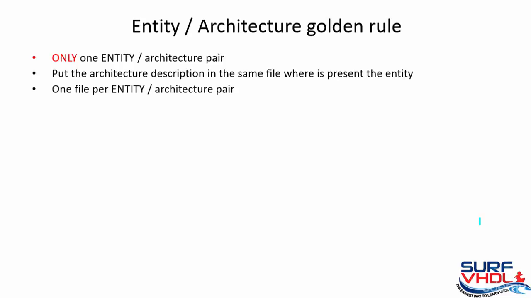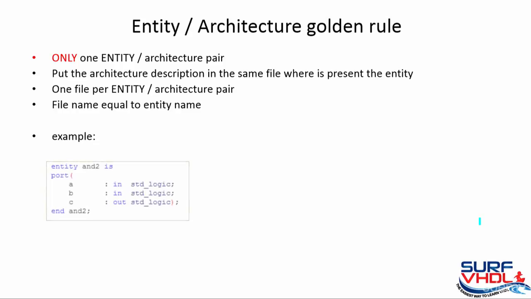Use one file per entity architecture pair. Use the same name for both entity and file. For instance, if the entity name is N2, the file name should be n2.vhd.